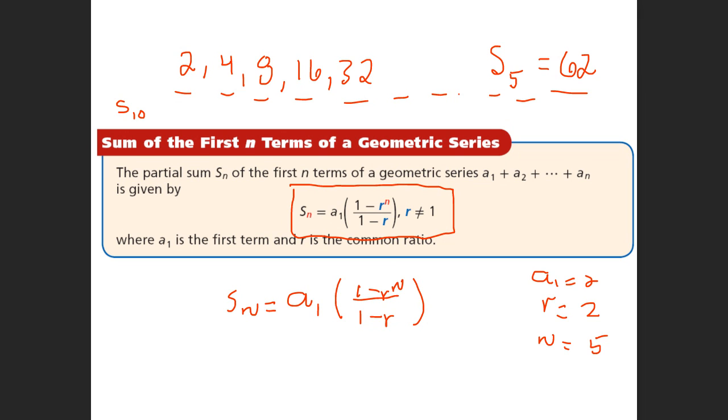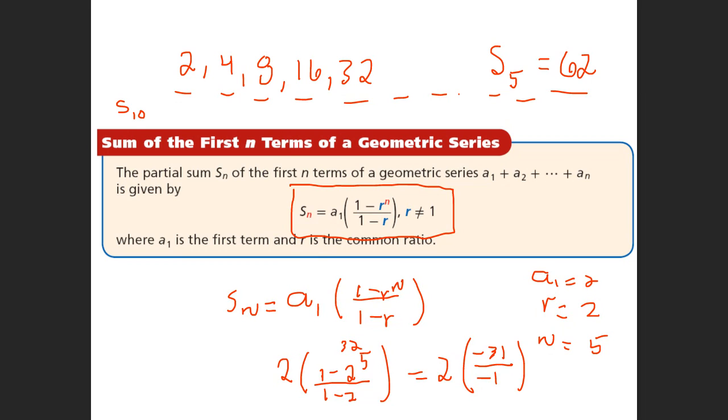So in this problem, it would be 2 times 1 minus 2 to the 5th, over 1 minus 2. If I work this out, I have 2 in front, and then on top, 2 to the 5th power is just 32, so I have 1 minus 32, which is negative 31, over 1 minus 2, which is negative 1.